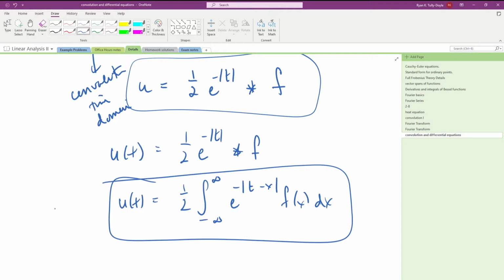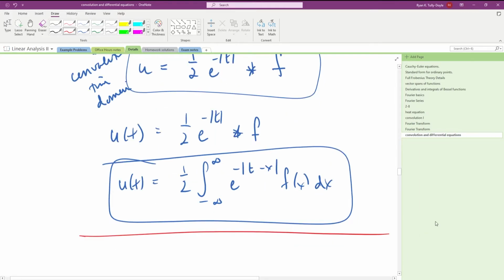So despite the technical difficulty of having an integral involved in the answer, you should recognize that there's real power here, because this is a single answer that solves every possible differential equation of the form u'' minus u is equal to minus f, for any f.